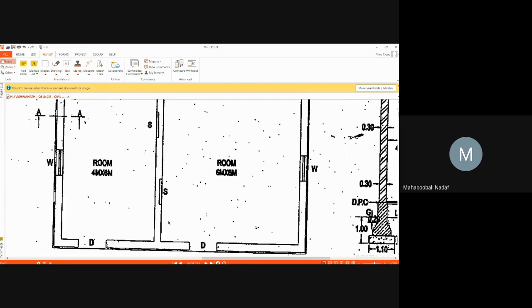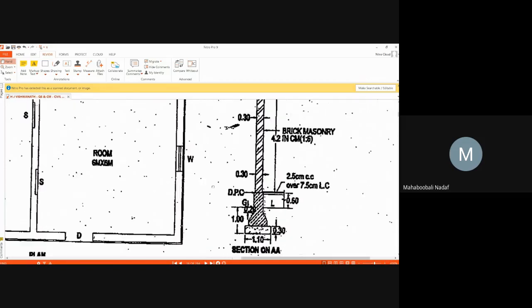So 4 meter by 6 meter. 4 is in this x direction, 6 is in this y direction. 6 by 6, 6 meter by 6 meter, 6 in this direction as well as 6 in this direction. Here they have given some cut section. A means in this direction the wall is cut, and that is shown here. Cross section in AA. So here there is only one type of wall.